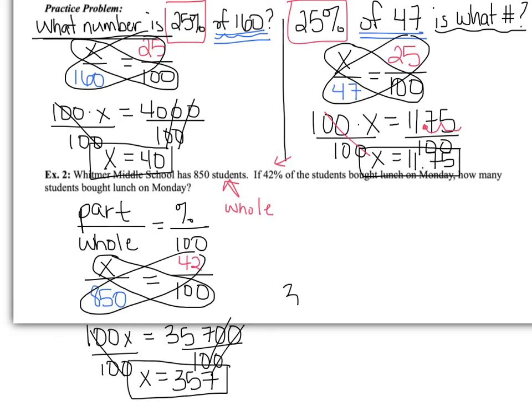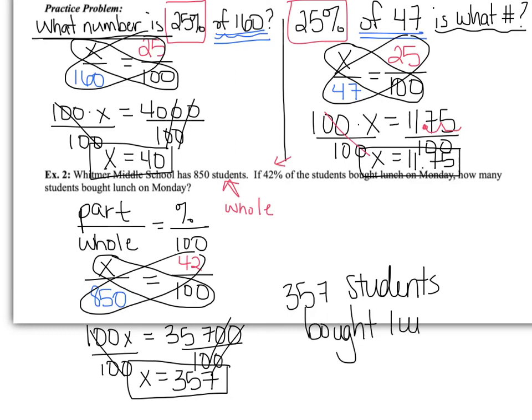There were 357 students who bought lunch on Monday. That does it for section 6.4. Remember, is over of equals percent over 100 because percent means out of 100.